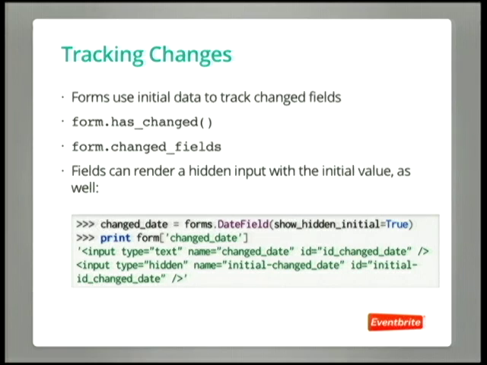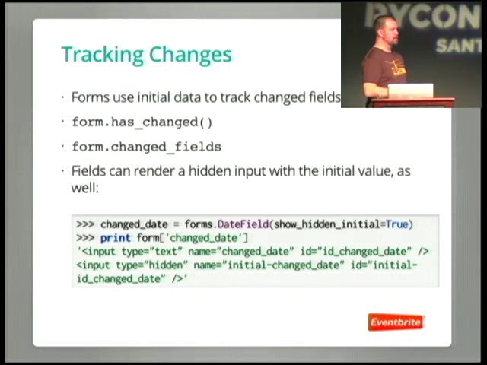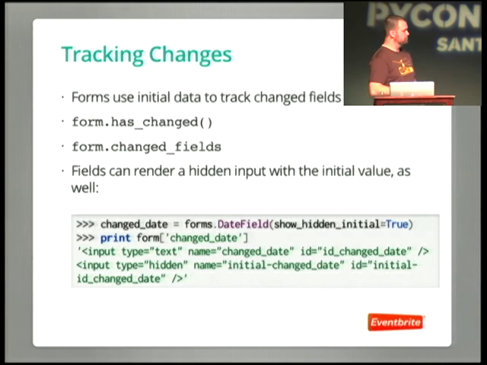Something I found really useful as I started working on larger form projects that I didn't know was there initially was these has_changed and changed_fields. So changed_fields actually winds up giving you a list of all the fields that have changed from their initial values, which is pretty handy, especially when you're writing a CRUD application. You want to provide an edit interface. It's handy to know what fields have changed, or if you want to show specific messages, that sort of thing.